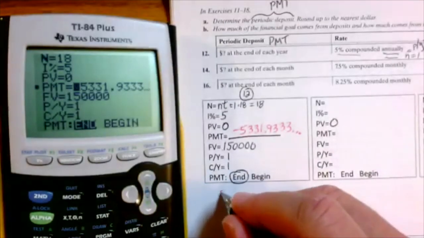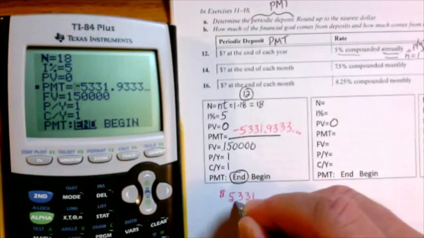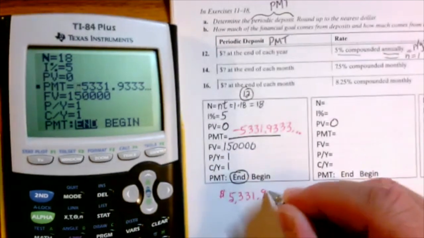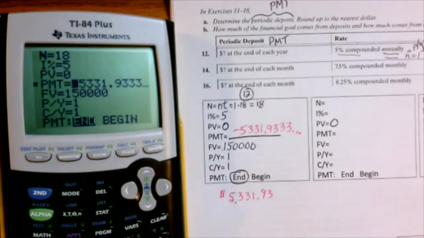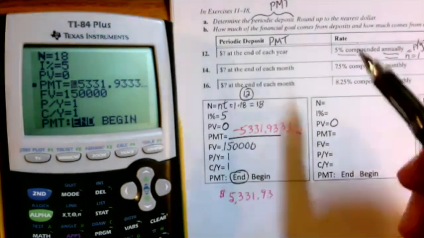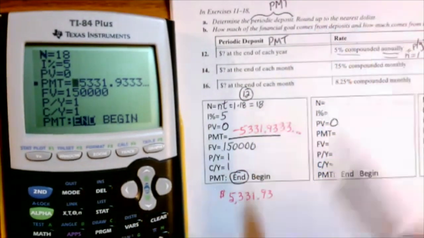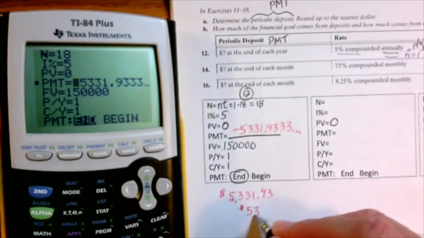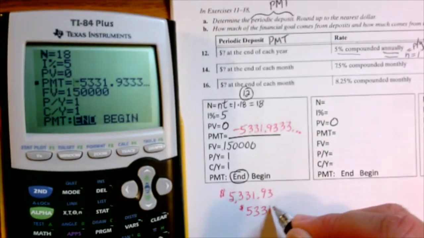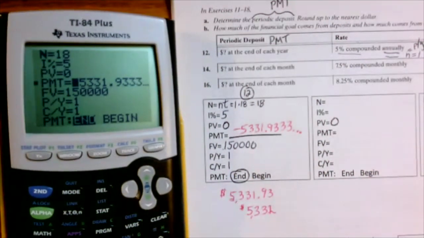And then we'll report the answer. We're not bothered by the negative. We understand that that means cash out as we make our regular payments. Okay, I've got to go back and read. This one says round to the nearest dollar. Generally, we're going to round to the nearest penny, but if we rounded to the nearest dollar, I guess it would be 32 to the nearest dollar.